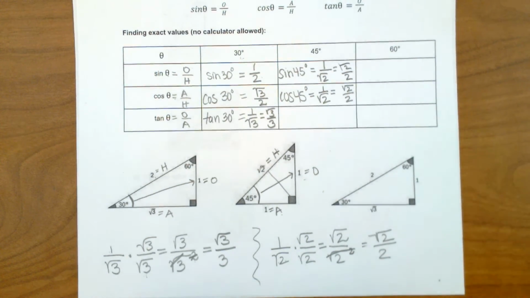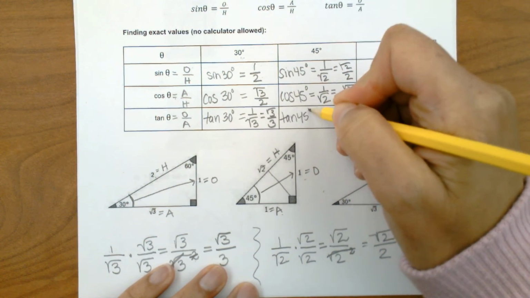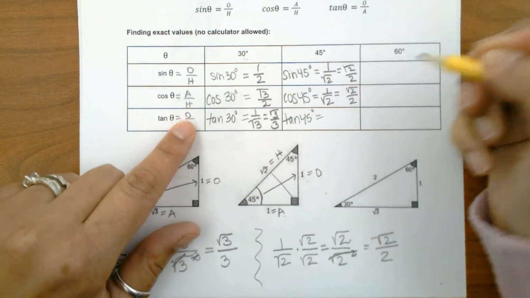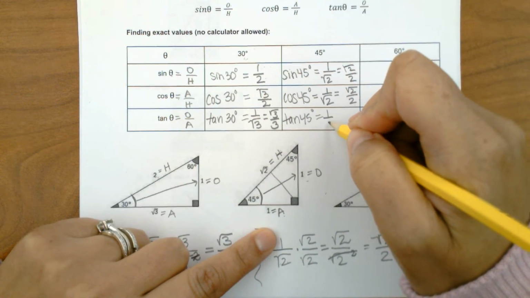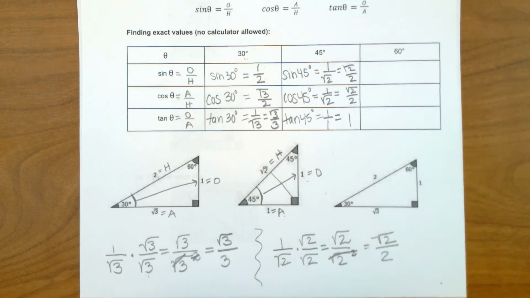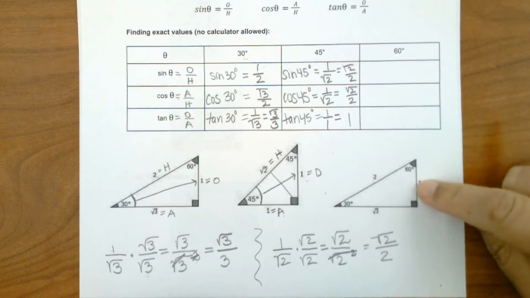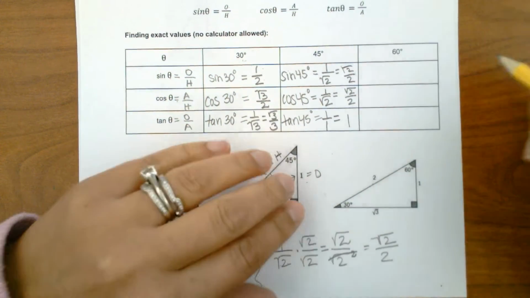Okay. And lastly, tangent of 45 degrees. We're going to be getting the opposite, which is 1, over the adjacent, which is 1, and you're right, it simplifies to 1. Okay, and let's do our last triangle, and that's the 60 degrees angle. That's going to be our reference.